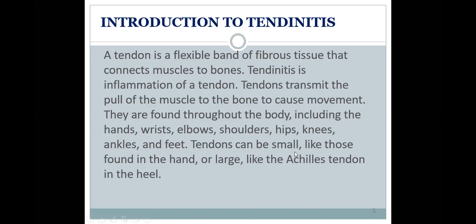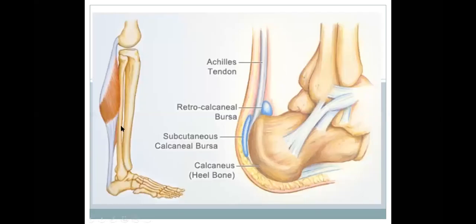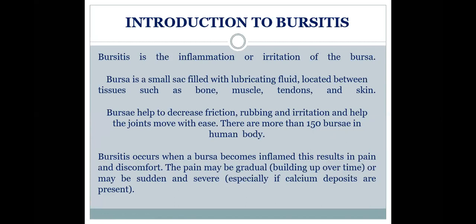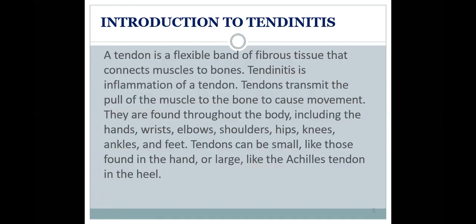Tendons can be very small, like those found in the hands, in the fingers of the hands we can also find tendons. They might be very small also, or they can be large like the Achilles tendon in the heel. I have shown the figure. This is the Achilles tendon, which is the large tendon found in the feet, which connects the calf muscle and the heel bone.